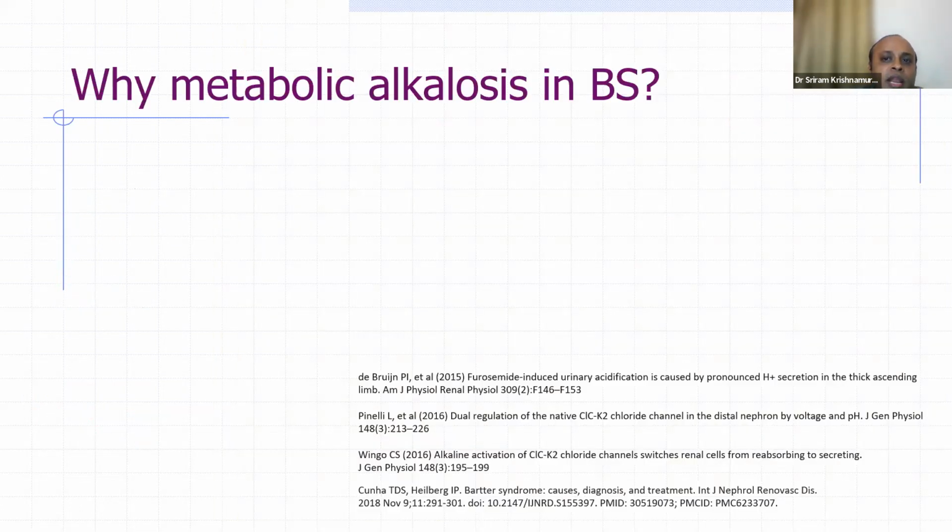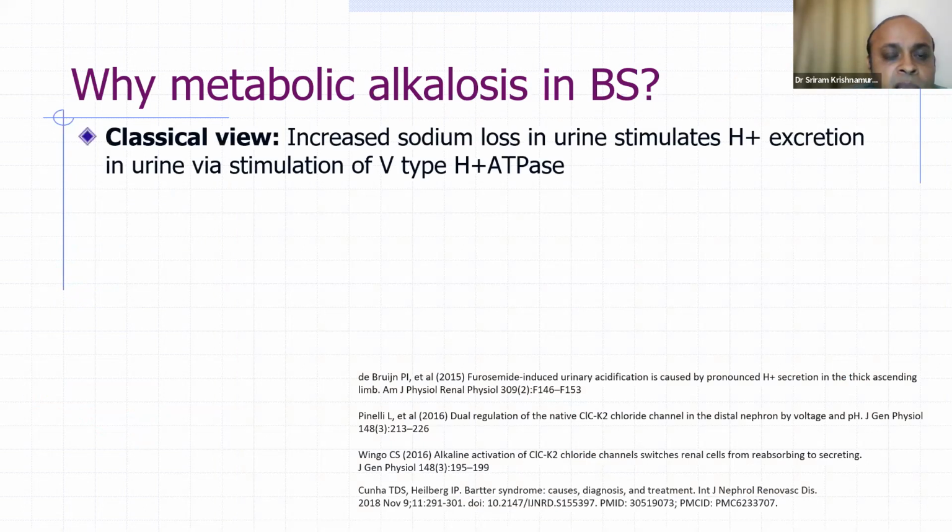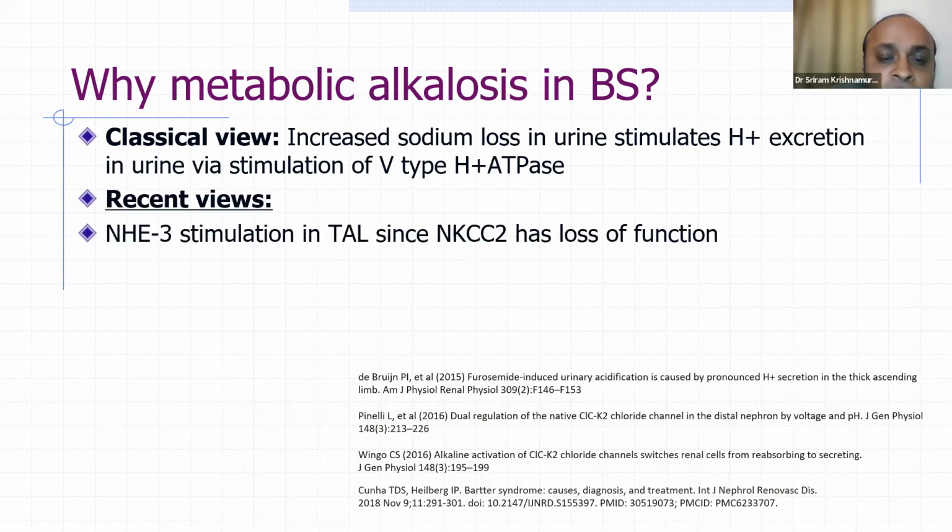So why is there metabolic alkalosis in Bartter syndrome? The classical view was that increased sodium loss in the urine stimulates proton excretion in the urine via stimulation of the vacuolar type H+ ATPase. But recent views are also that, for example, in type 1 Bartter syndrome, which is due to the NKCC2 mutations, there is sodium hydrogen exchanger 3, NHE3, stimulation in the TAL.